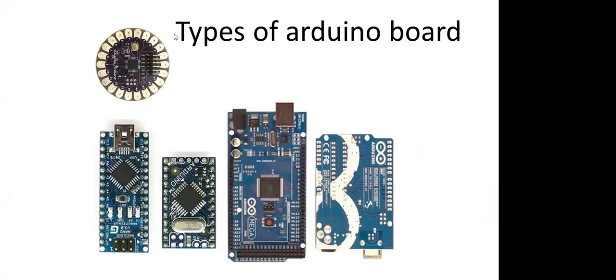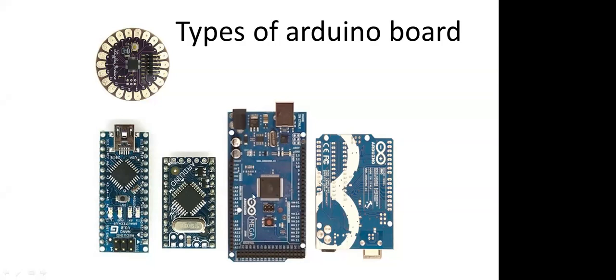This one is an Arduino board. These are different types of Arduino boards for different applications. If you want to purchase an Arduino for learning purposes, then this one is the Arduino Uno, which is good for learning. This one is the Arduino Mega, that you can see.